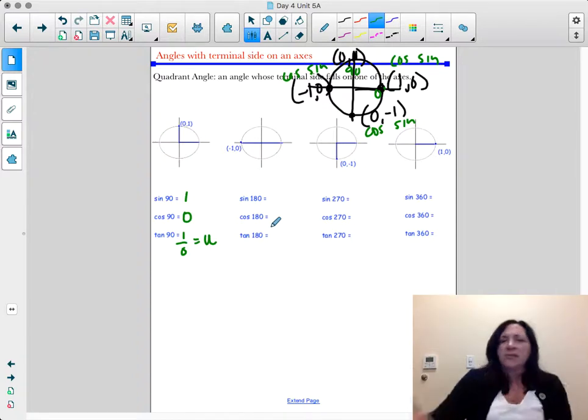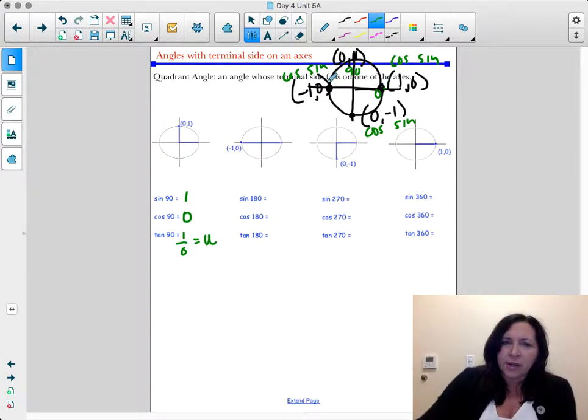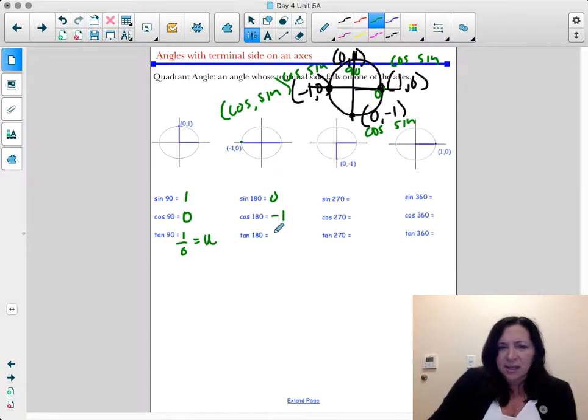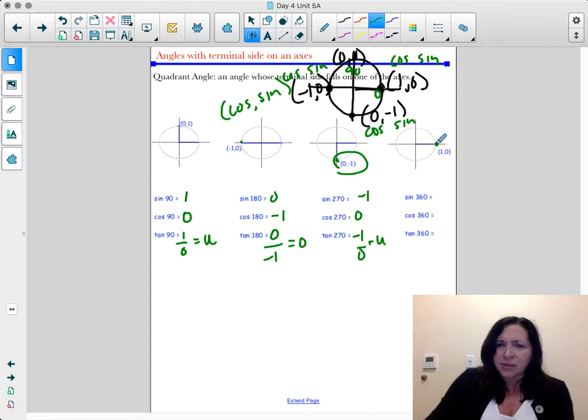Okay. Likewise, sine of 180. So I'm going over here to 180 degrees. Sine of 180 is 0. You're looking at the way that this goes. Cosine, sine, okay? Cosine of 180 is -1. Tangent is sine over cosine, so 0 over -1, which is 0. Sine of 270, we're right here, okay? Sine is -1. Cosine is 0. Tangent is sine over cosine, so -1 over 0, which is undefined. And lastly, back to 360, sine is 0. Cosine is 1. Sine over cosine is 0 over 1, which is 0.